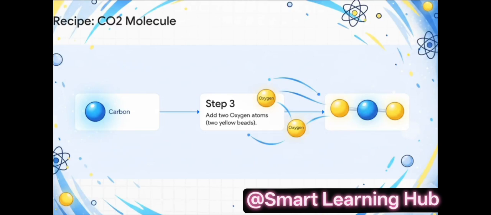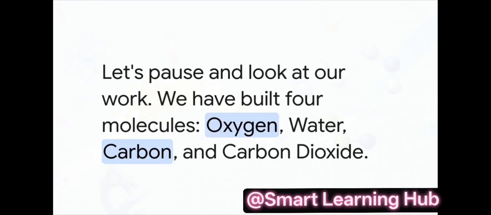And for our last build, let's make some carbon dioxide. So the recipe for this one is 1 carbon atom, our blue bead, and you combine it with 2 oxygen atoms, our 2 yellow beads. Put them all together, and you've just made a carbon dioxide molecule. All right, let's pause for a second and see what we've got. So we've built 4 different molecules. We've got oxygen, water, carbon, and carbon dioxide. And when you look at them all laid out like this, you start to see the really, really important difference we're here to talk about today.